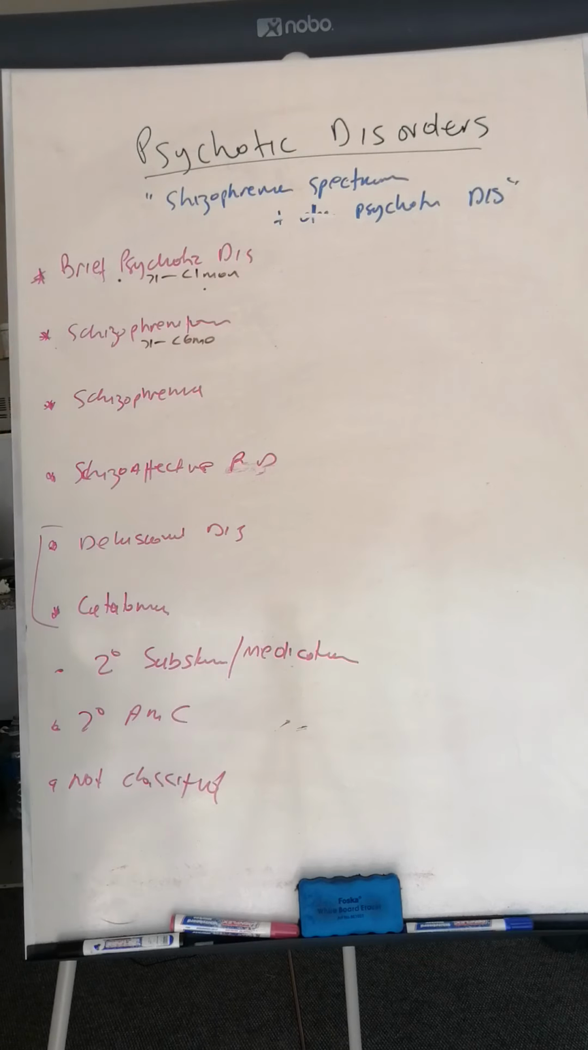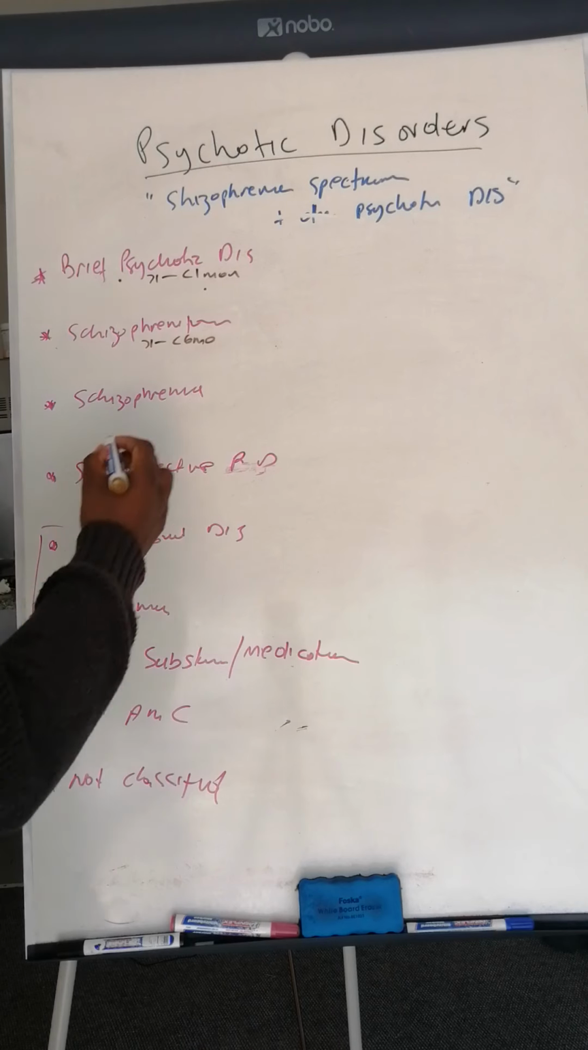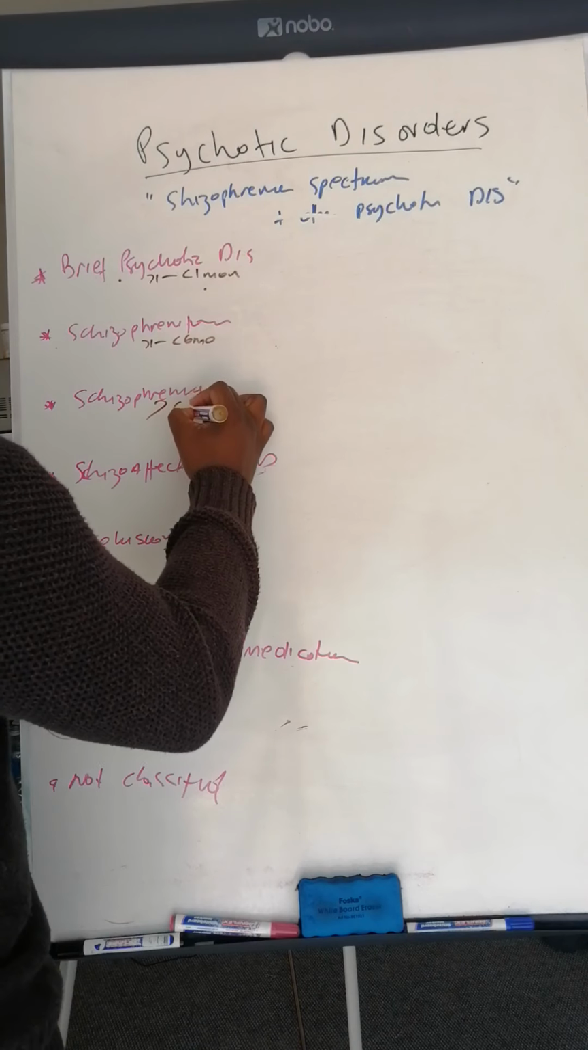So for someone to have a brief psychotic disorder, the duration of symptoms must be less than a month, and the patient must return to a complete level of functionality after the symptoms have subsided. Otherwise, if they are still symptomatic after a month, then it's not a brief psychotic disorder anymore. Then schizophrenia, symptoms more than 6 months.